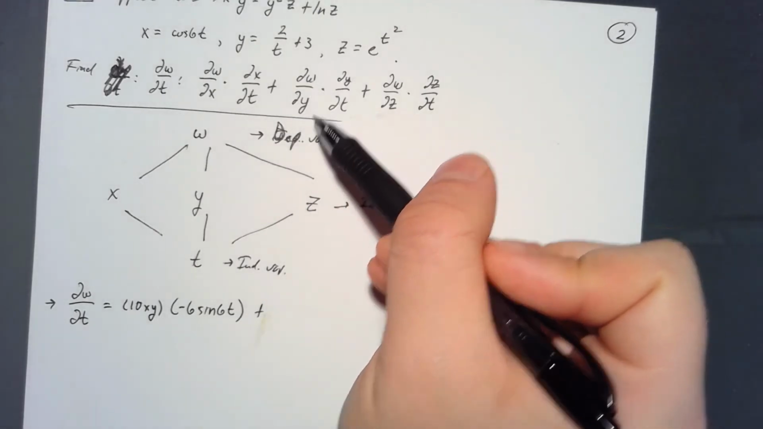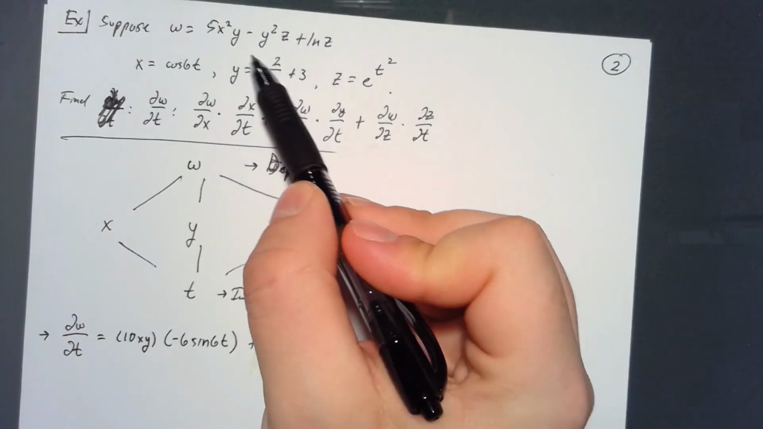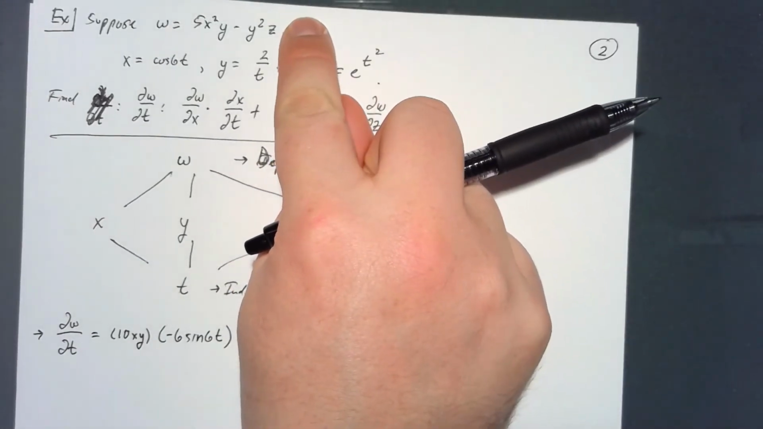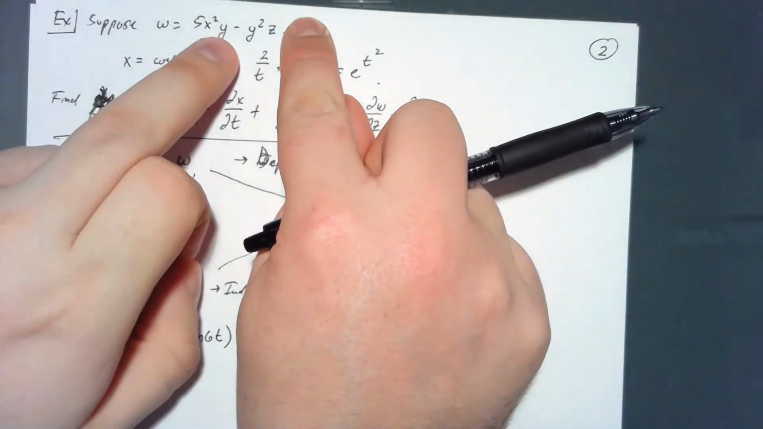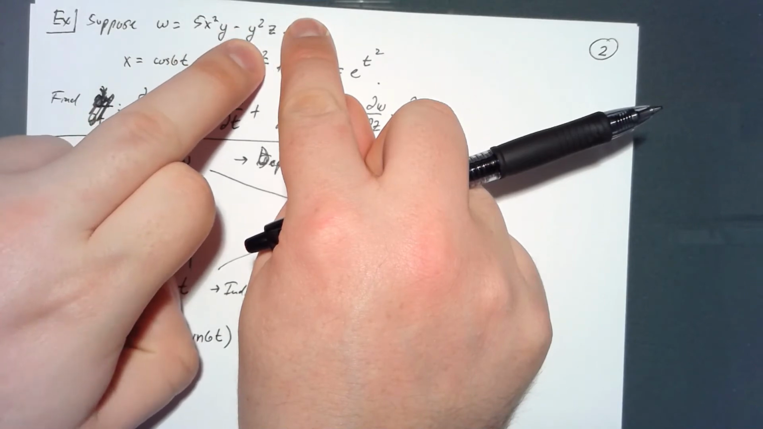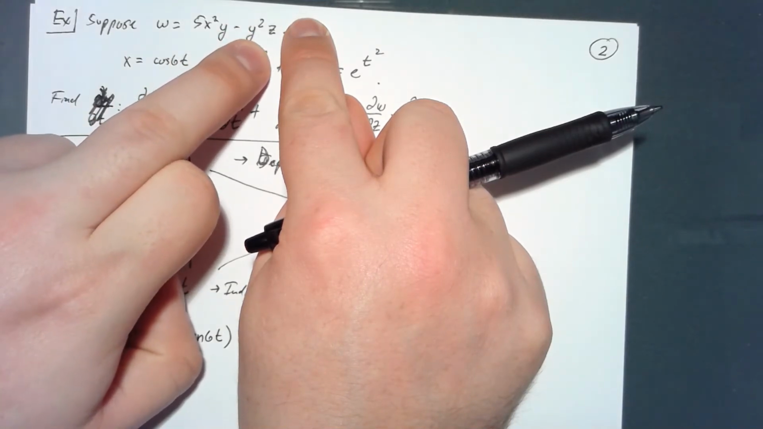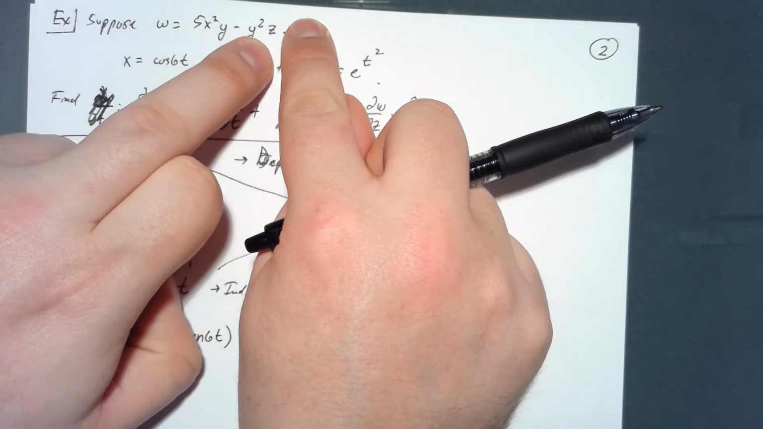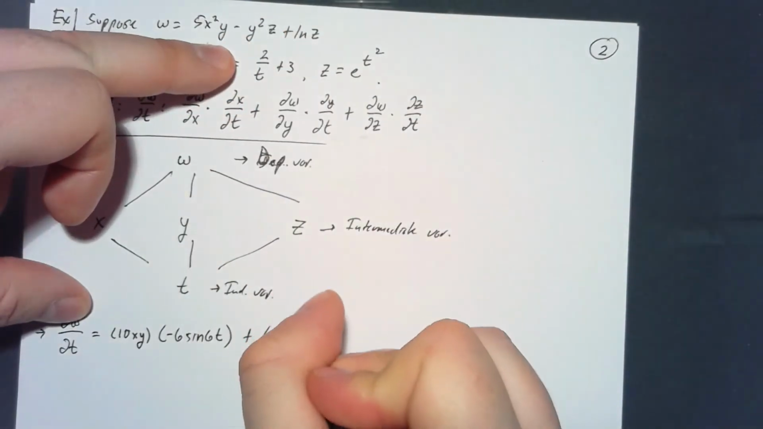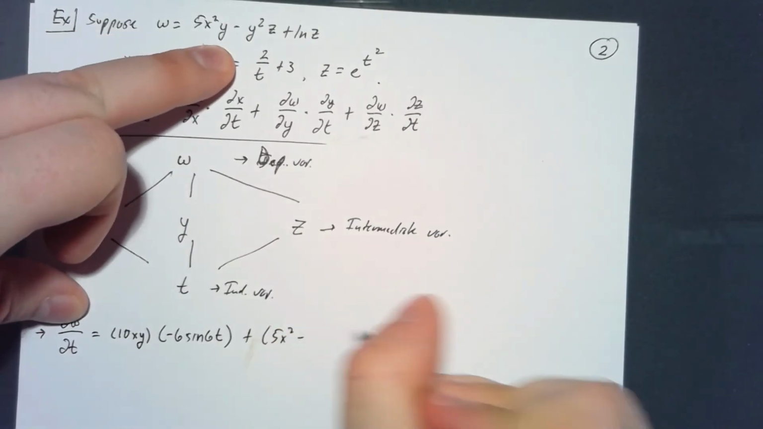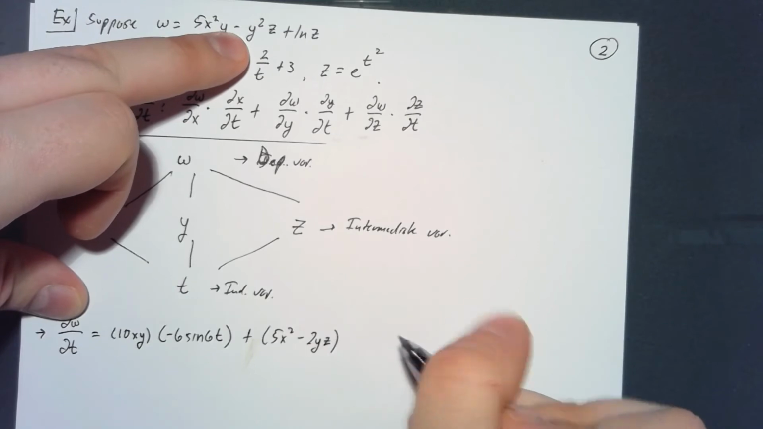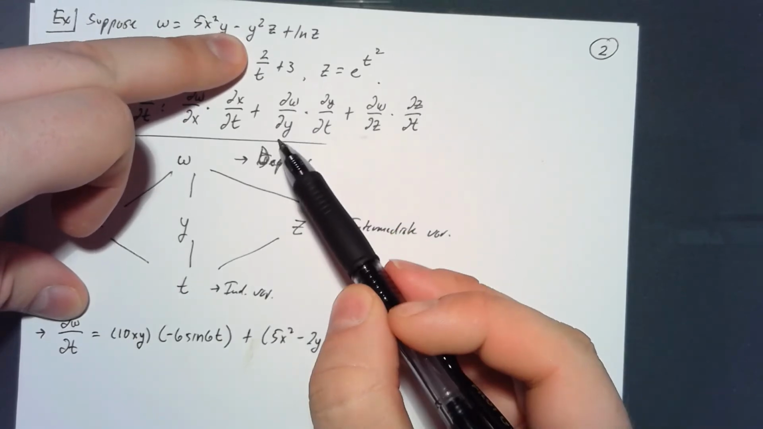dw dy. So, alright, well, I don't care about this term. So the derivative of y here, that's 1. So I'm going to have 5x squared minus the derivative of y squared is 2y, so I'm going to have 2yz here. So I'm going to have 5x squared minus 2yz. Alright, that's the derivative of w with respect to y.